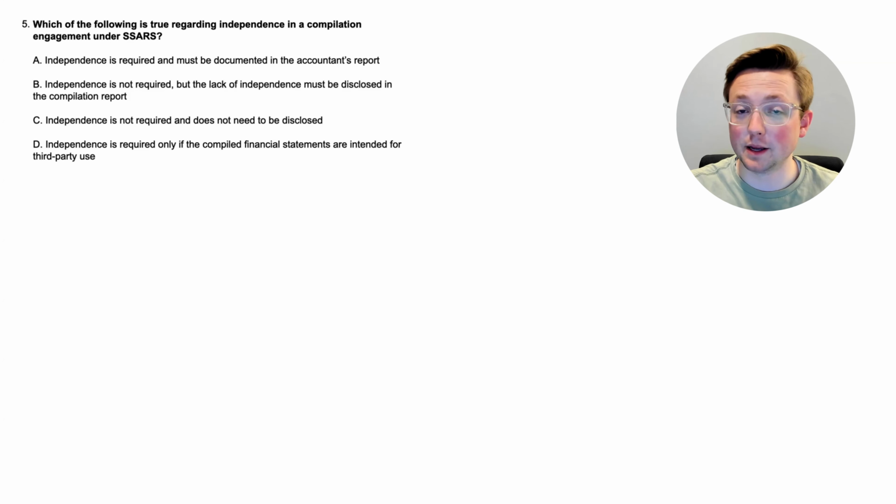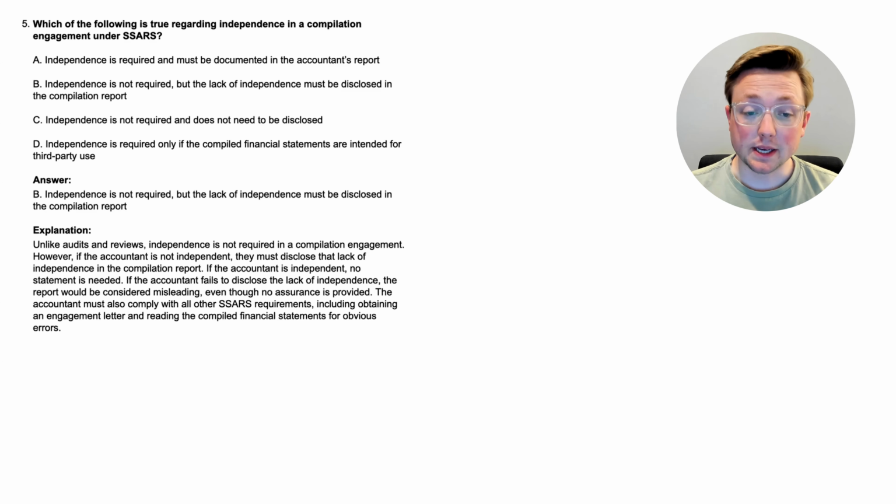We learned a lot about independence when I very first started making videos for the audit exam, but is it different for compilation reports? If you know, that's great. If not though, that's okay. We're going to go to the answer to learn a little bit more. All right, here we are. The answer is B. Independence is not required, but the lack of independence must be disclosed in the compilation report. So that's pretty self-explanatory. Let's just go to the explanation.